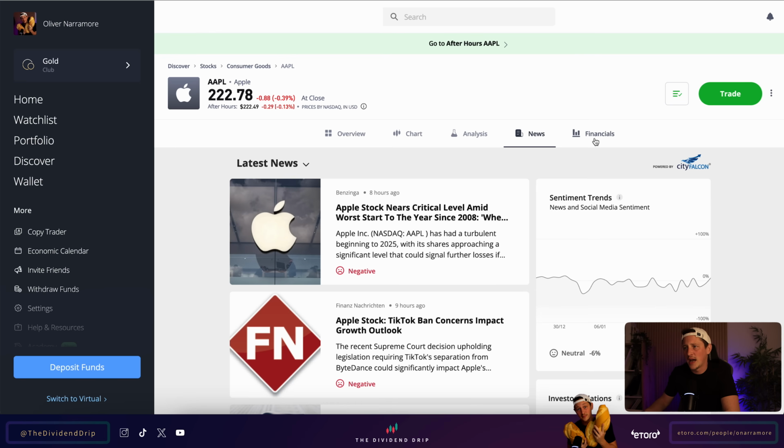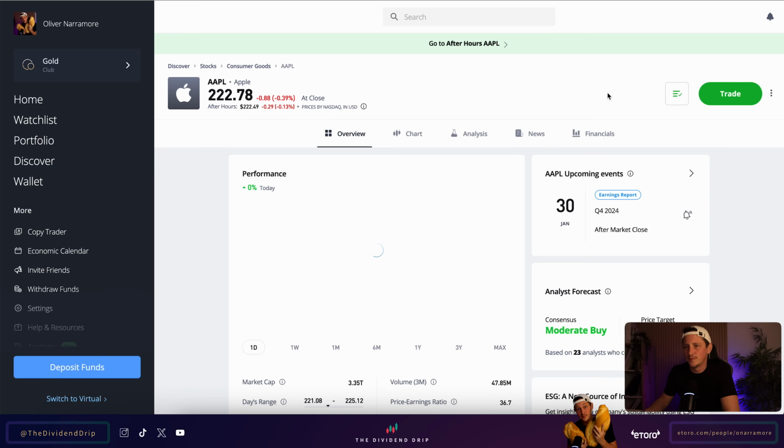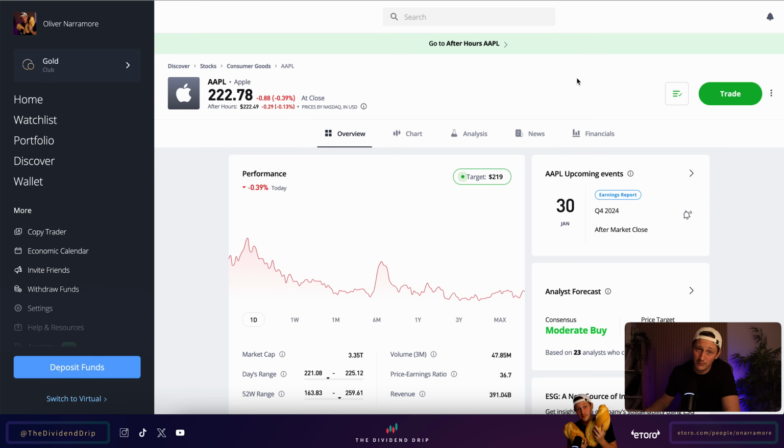Perfect. And you've got their financials. So if you do want to do some fundamental analysis and understand the balance sheet of Apple or any other company, you've got that information here if you need to. It's all under one roof and it's free. Everyone loves free stuff. So we now want to buy Apple.